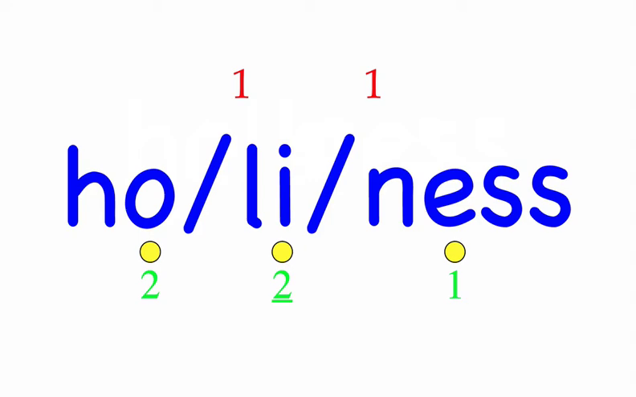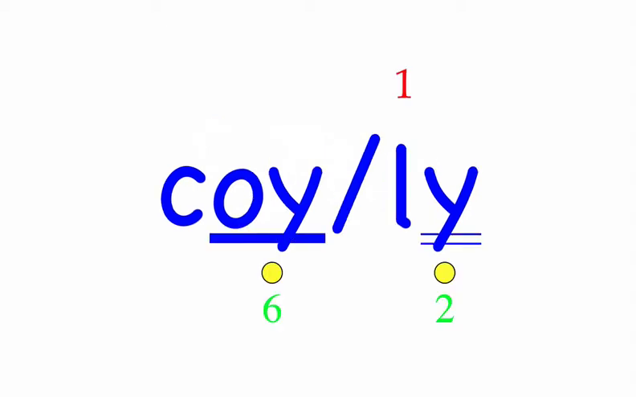Coy, coyly. Coy has two sounds, k, oi, coy. Mark the word, coy. Coyly. This is a two-syllable word. The first syllable is coy, two sounds, k, oi. Ly, two sounds, l, e. Coyly. Mark the word, coyly. Here we have a vowel plus Y at the end of the root word, so we don't make any changes and we just add the ending.